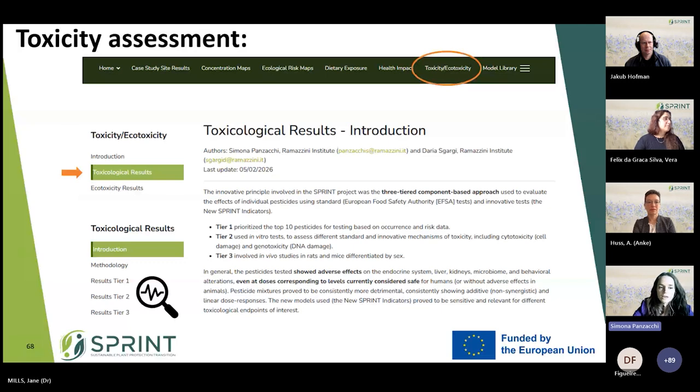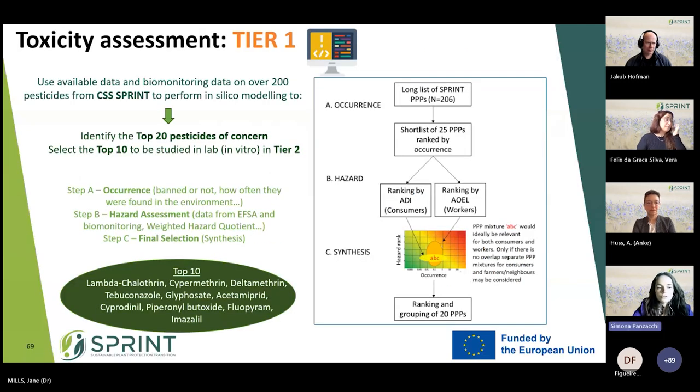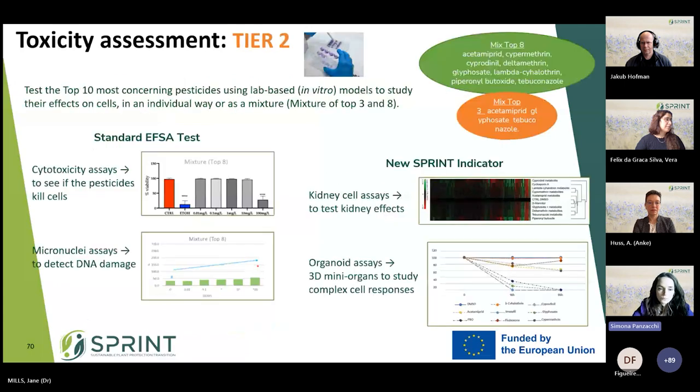Moving to the next slide, tier 1: we used the available data on around 200 pesticides collected from the SPRINT case study site in order to perform in silico modeling aimed at identifying 20 pesticides of concern ranked by occurrence. Then the selection of the top 10 pesticides to be studied in vitro in tier 2 was based on other assessments.